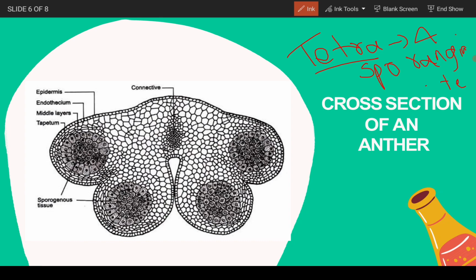So now let us see what the four sporangia present are and what the function of the sporangium is. The four round structures which I was talking about here, which contain layers of cells, are known as the sporangia. Sporangium.